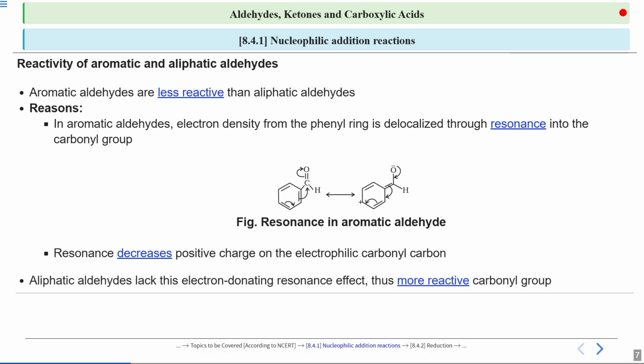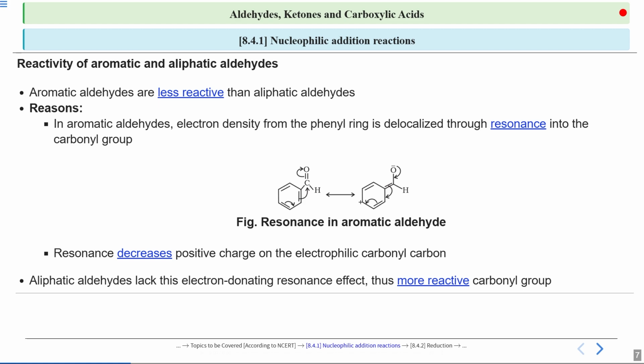If I talk about aliphatic aldehydes, they don't have this resonance effect. So without the electron donating phenyl ring, the carbonyl carbon remains more positive and reactive in aliphatic aldehydes. And this increased reactivity in aliphatic aldehydes makes them more susceptible to nucleophilic addition reactions. Okay, I hope this is clear now.